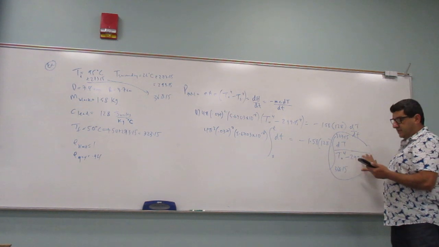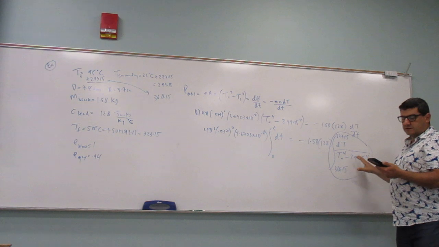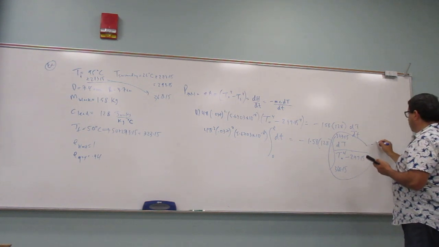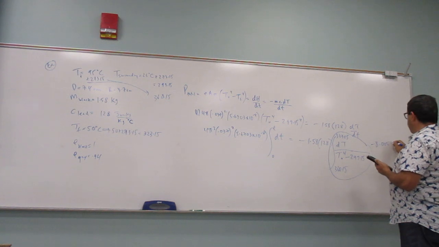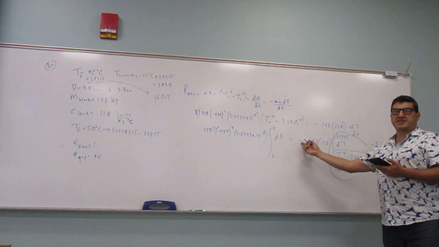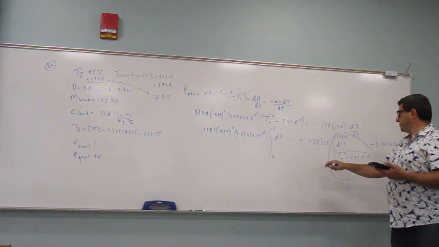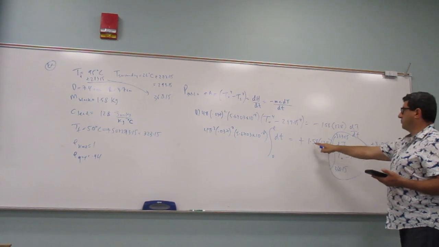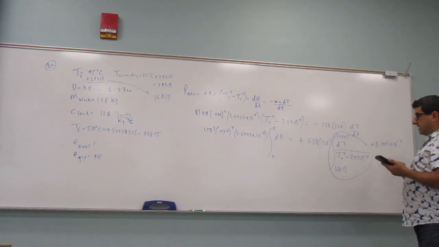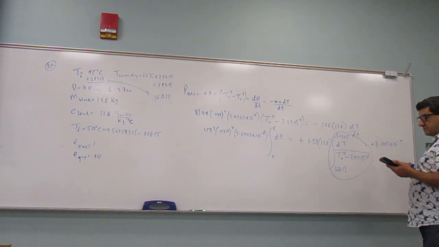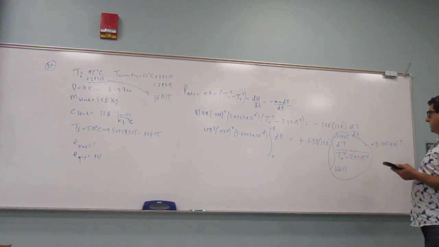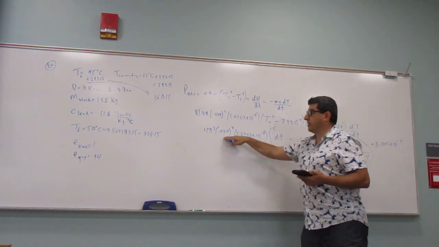And then this number I'm getting is negative 8.005 times 10 to the minus 9, the integral. Well, of course, that negative will cancel this negative, right? Then multiply it by 1.58. Multiply it by 128. Then what? Divide it by all of this.